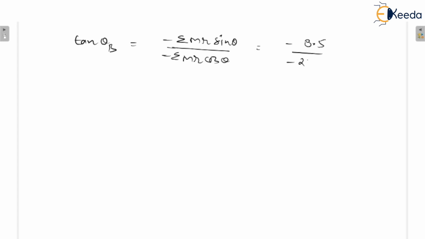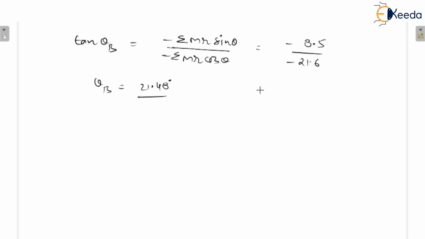So for the balancing mass, let us assume that it is at an angle theta b from the reference. So tan theta b would be equal to minus of summation of MR sin theta upon minus of summation of MR cos theta. Why am I considering the minus sign? Because it will decide the quadrant in which the balancing mass is there. So it would be minus 8.5 upon minus 21.6.